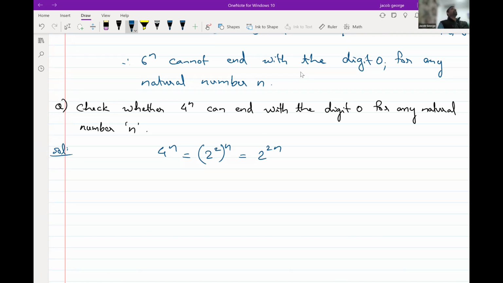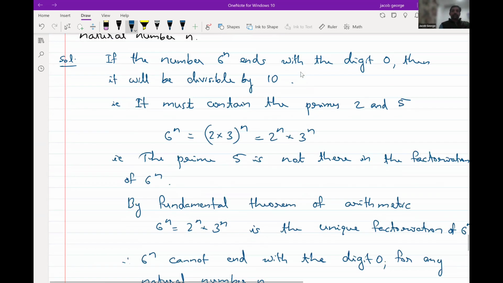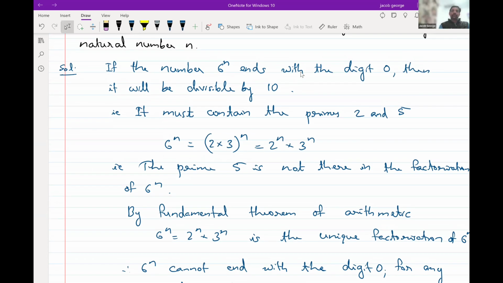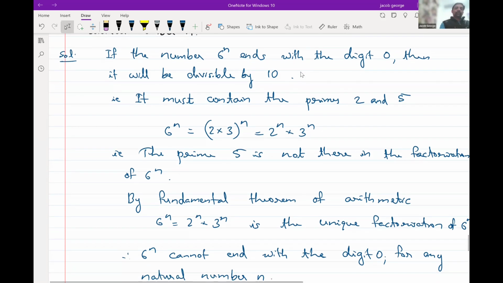Here also, what prime is not there? 5 is not there, right? 2 and 5, both should be there. 5 is not there. So please write. That is, it must contain the primes 2 and 5. Last time, we wrote like that. Okay? Then we'll write the same way.